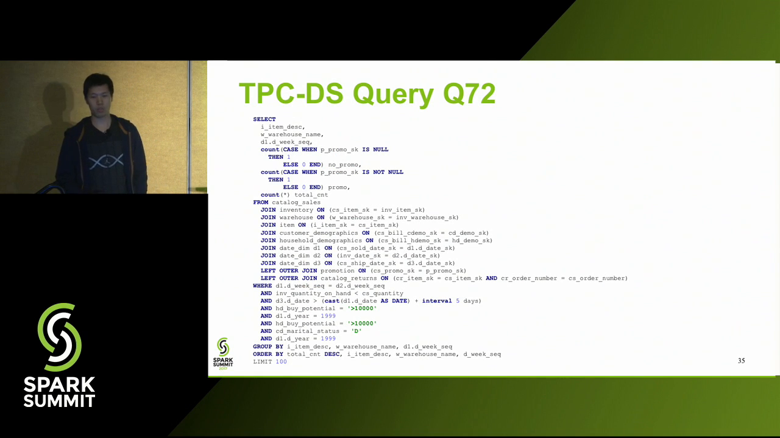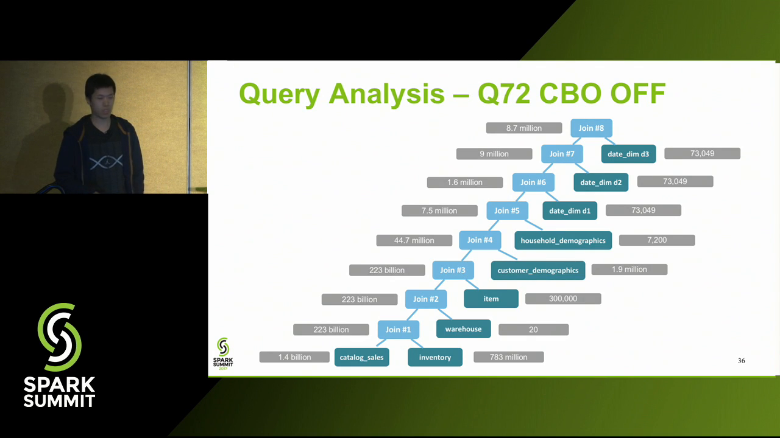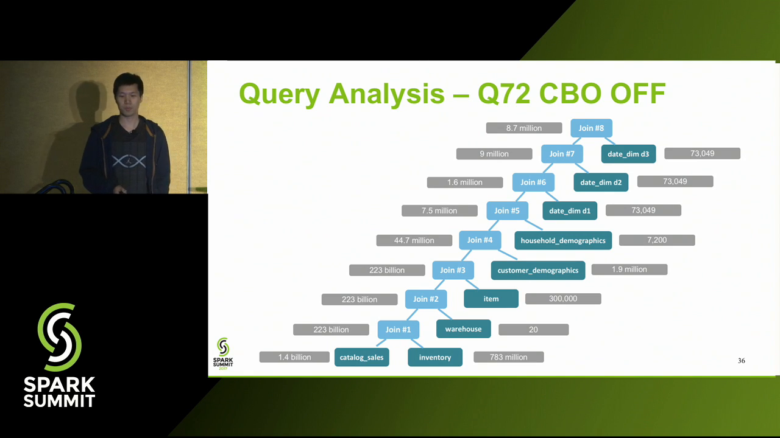The second example is query 72. For this query, we only care about the bunch of joins in the middle. The plan without CBO looks like this. We just join the tables one by one in the order exactly written in the original query.